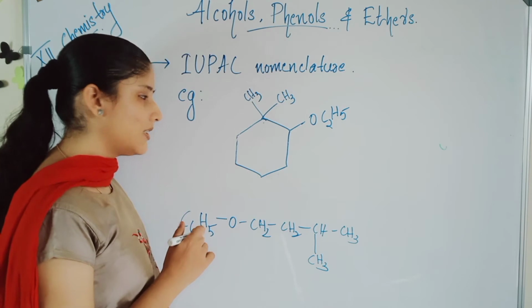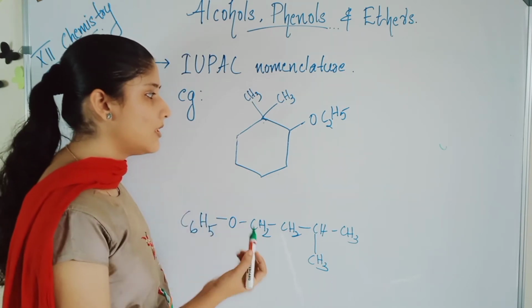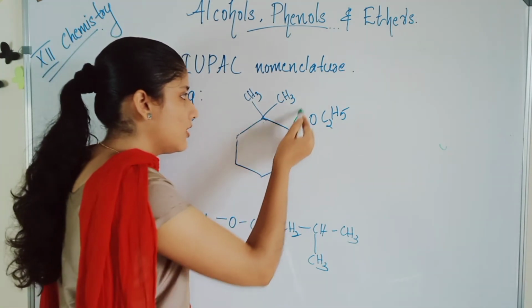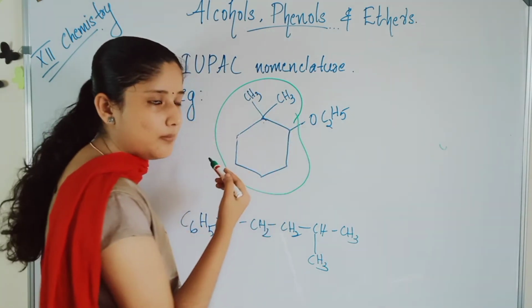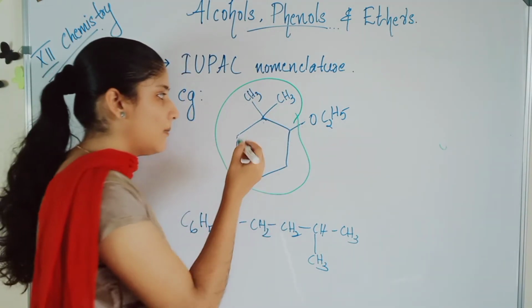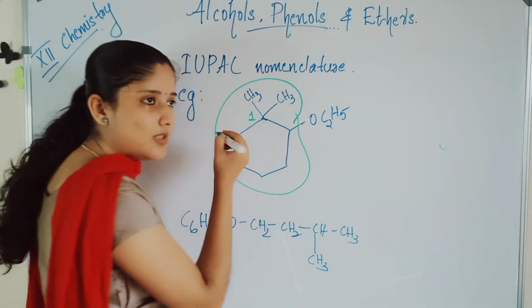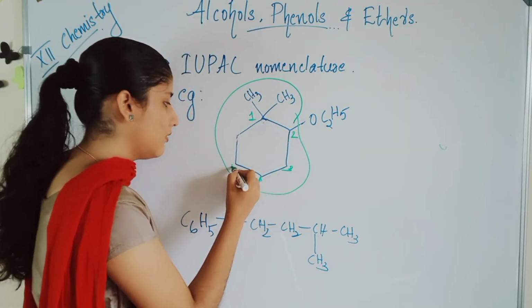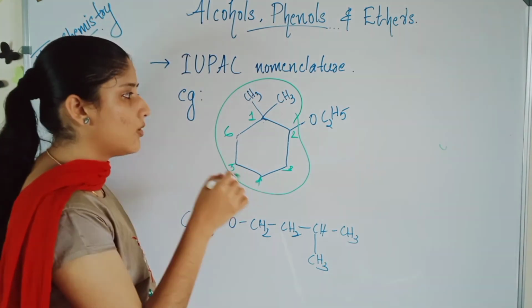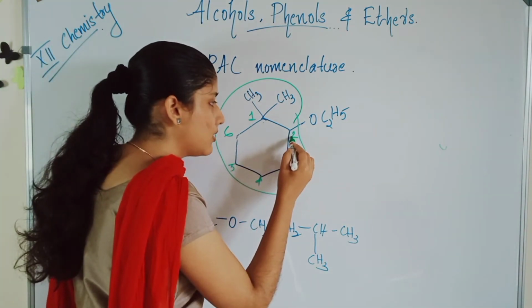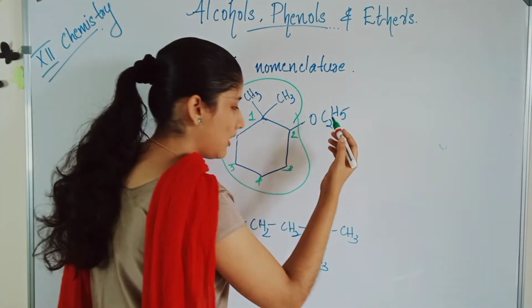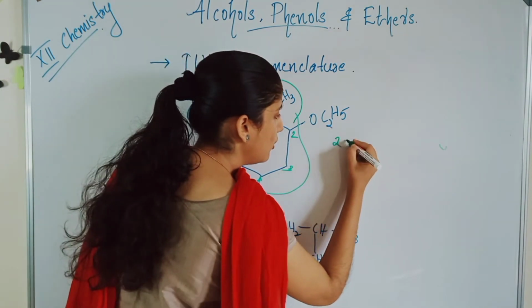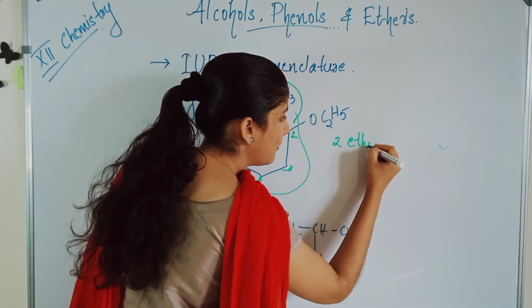Look at this compound. How will we name it? First find the parent. Which will be the parent? The biggest group. So this will be the parent. Then number it. This will be 1, isn't it? First carbon, second carbon, third carbon, fourth carbon, 5 and 6. So what is the second group? Ethoxy. So 2-ethoxy.